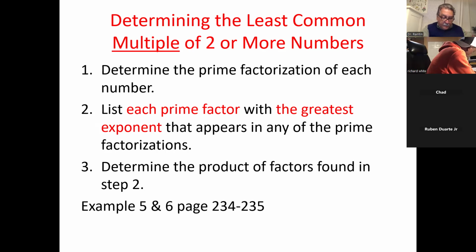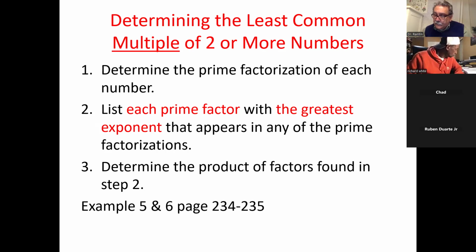Step 2, we select every prime factor that occurs, raised to the greatest power to which it occurs in these factorizations. So the prime factors that occur are 2, 3, and 5. The greatest exponent that appears on 2 is 4, so we choose 2 to the power of 4. The greatest exponent for 3 is 2, so we choose 3 to the power of 2, and for 5 it is 5 to the power of 2. Then we do the multiplication.